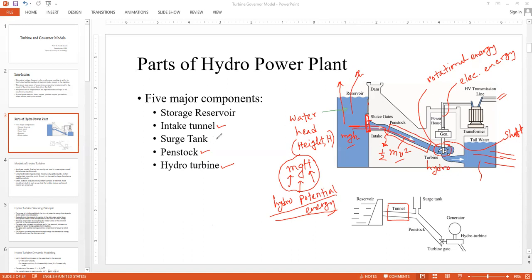So there is another component. Of course, there is the dam. If you don't have the dam, you are not going to get the water reservoir available here. So the dam is built artificially so that you can have this water head available, and so that it can withstand the water pressure against the wall. Okay. So this is the dam.